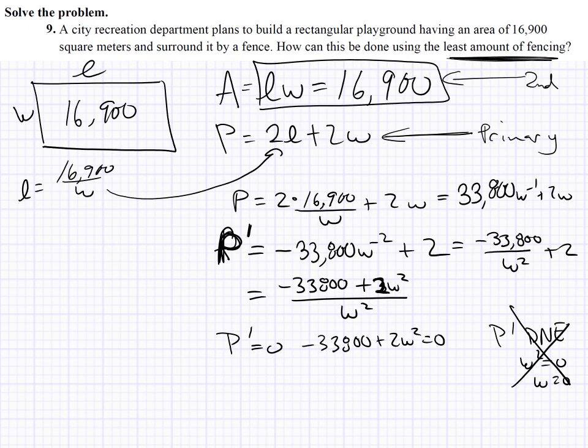So over here, what we could say is, all right, well, W squared, if I move the 33,800 and divide by the 2, well, you're going to say W squared equals 16,900. So W equals plus or minus the square root of that, which would be what, 4,300? No, that's divided by 2. That's not right.